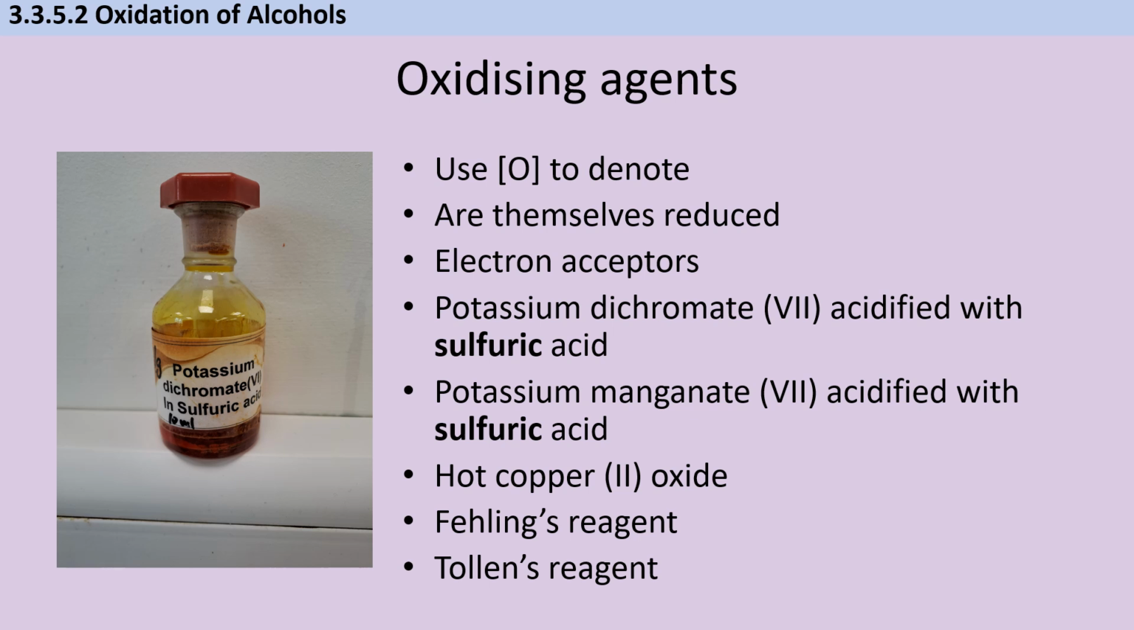You might also have encountered the use of hot copper oxide, and then the two reagents that we use to test for alcohol type. So this would be Fehling's reagent and Tollens' reagent, which will oxidize primary alcohols to aldehydes and then carboxylic acids, but don't have a visible impact on secondary alcohols.